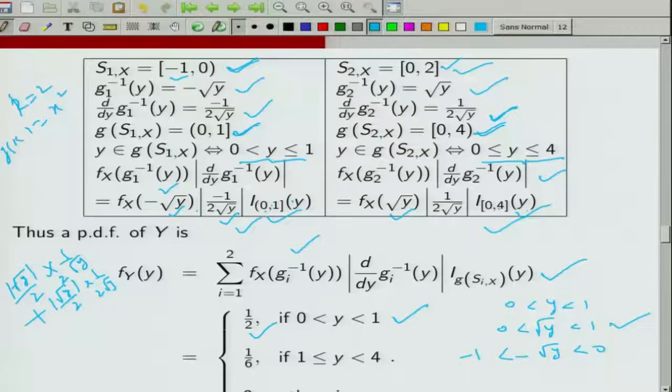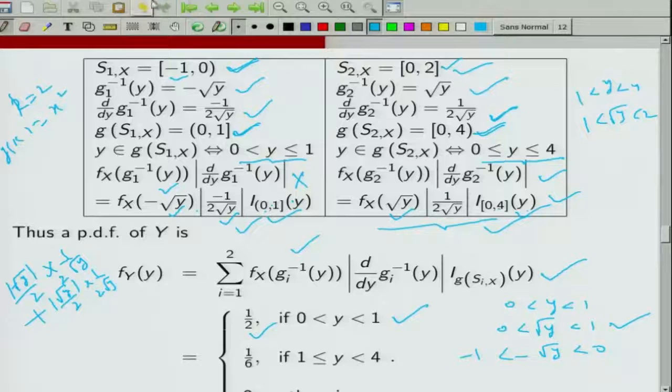Now when y is between 1 to 4, you see I am not bothering about these singleton points, whether 1 is included here or 1 is included over here. I can include 1 here also. When y is between 1 to 4, only this would play the role. Now y is between 1 to 4, that means root y is between 1 to 2. So this is not contributing when y is between 1 to 4. I look at fX of root y when the argument is between 1 to 2.